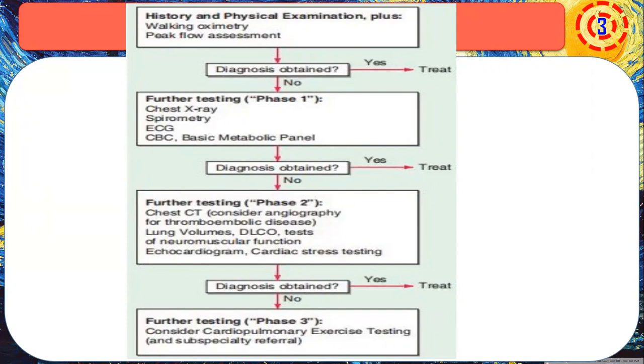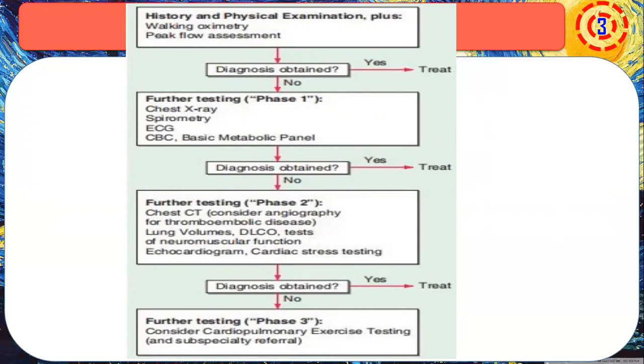Whereas if it doesn't give us our diagnosis, then we have to move on to phase 2 testing, which includes chest CT, lung volumes, diffusion capacity of lungs, tests of neuromuscular function, echocardiography, cardiac stress testing, or if thromboembolic diseases are considered, then angiography.